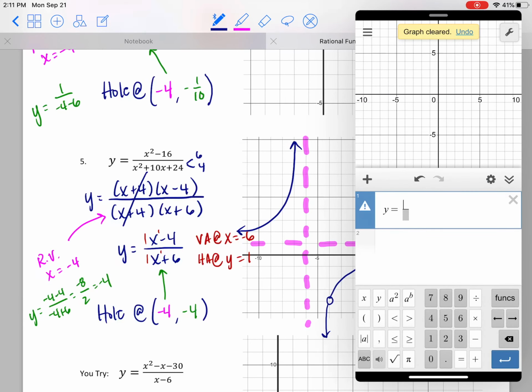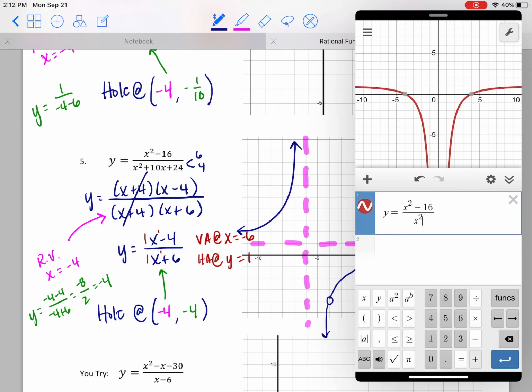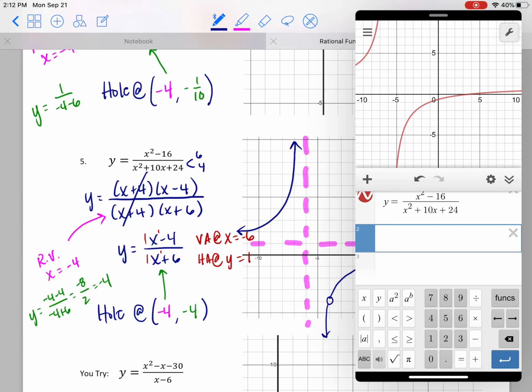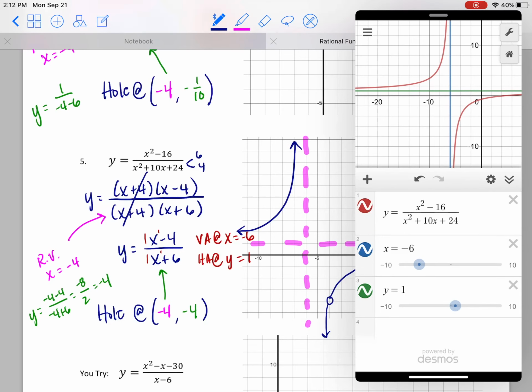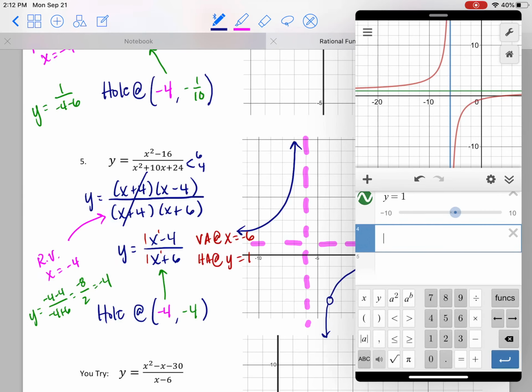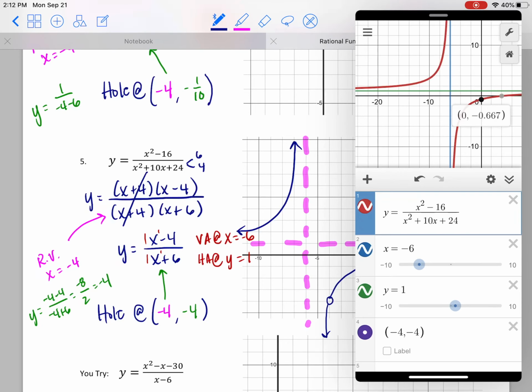Okay. So y equals x squared minus 16 on the top, x squared plus 10x plus 24 in the bottom. Vertical asymptote at x equals -6. Horizontal asymptote at y equals 1. Everything looks right so far, right? And then the coordinates of the hole in the graph should be -4, -4. So -4, comma, -4. And there's the hole in the graph.